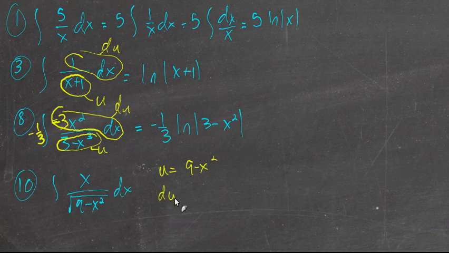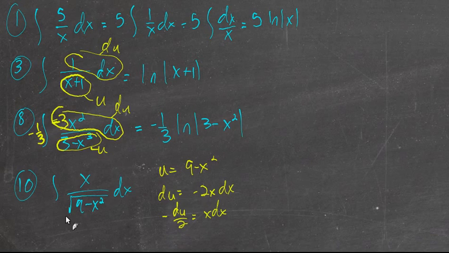Then we get du equals negative 2x dx. But we want to replace x dx. So whether we put a negative 2 over here or change this so that one side is just x dx, let's do that over here. We'll get negative du over 2 equals x dx. So now we can replace x dx with negative du over 2, or negative 1/2 du.